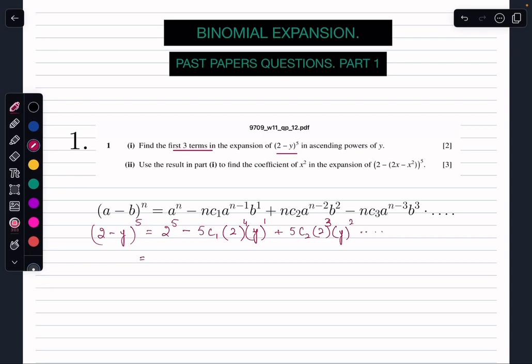2 to the power 5 gives me 32, minus 5 times 2 to the power 4; 5C1 is 5, 2 to the power 4 gives me 16y; 5C2 is 10 times 2 cubed, that's 8, and y squared, and so on. Or I can say that my final answer is 32 minus 80y plus 80y squared. So this is going to be the expansion up till the first three terms for 2 minus y to the power 5.